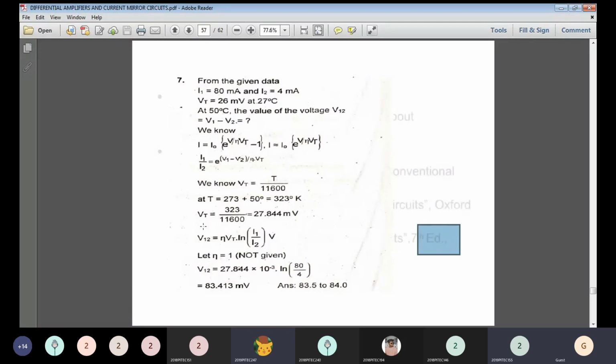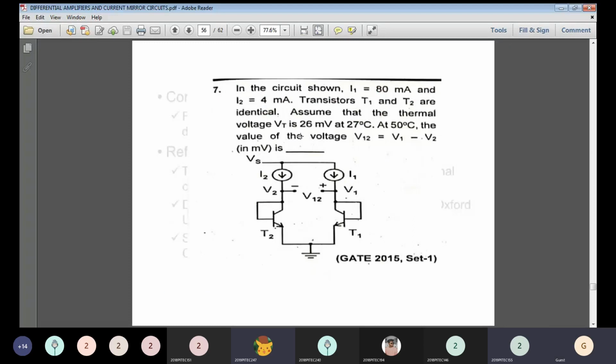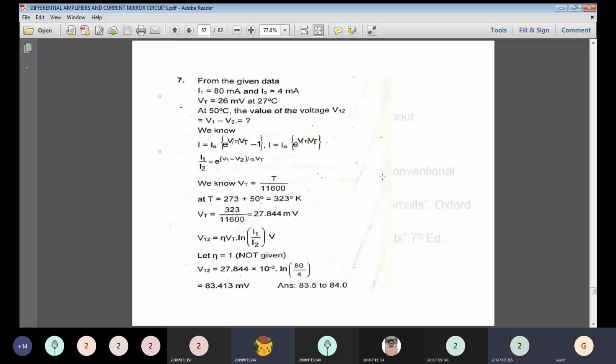So what is the value of VT here? VT is equal to T divided by 11600, that is the formula. The temperature we are getting in Kelvin is 323. So the voltage VT is 27.844 millivolt. Okay, so the first step of the calculation is over. In the question, they gave that for 27 degrees Celsius the VT value is 26 millivolt. The same VT value calculated for 50 degrees Celsius is 27.844 millivolt.